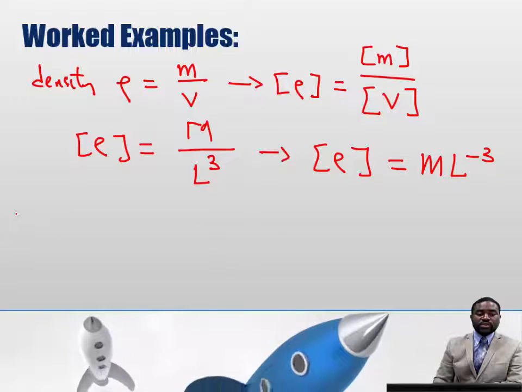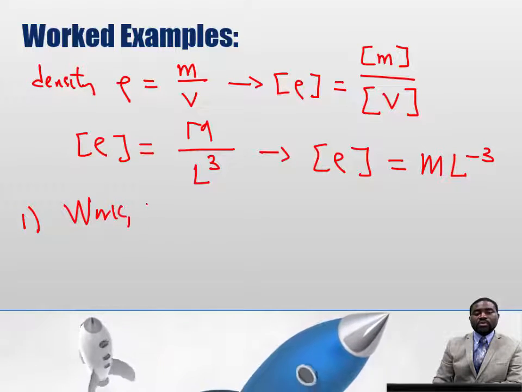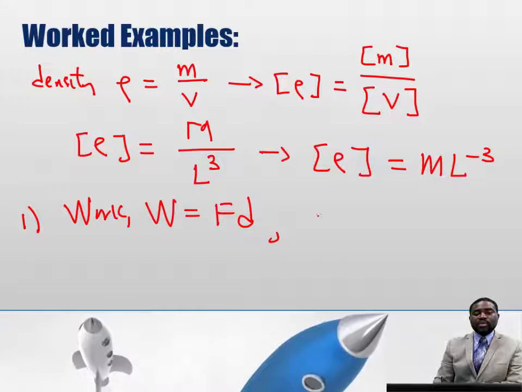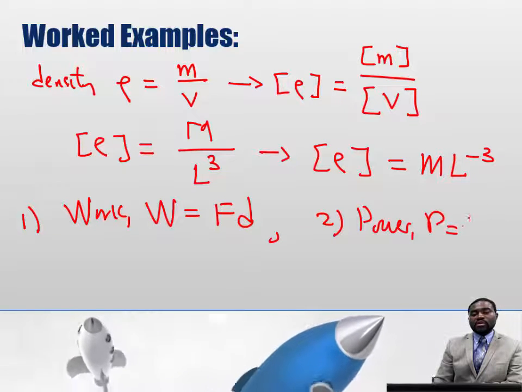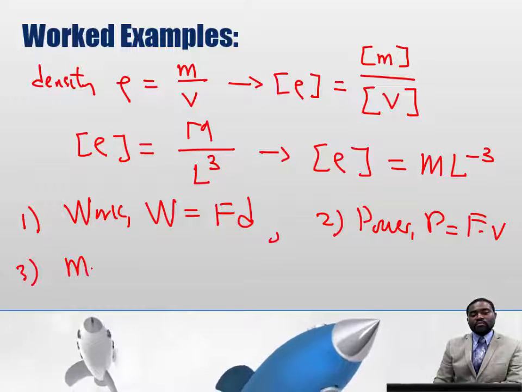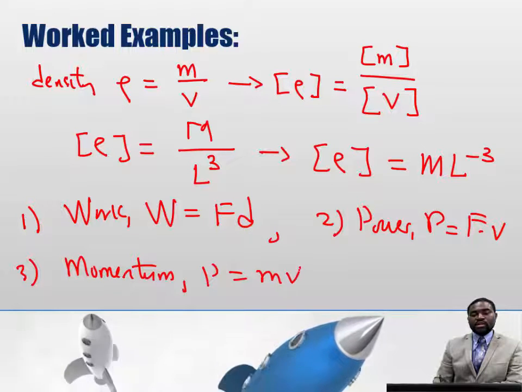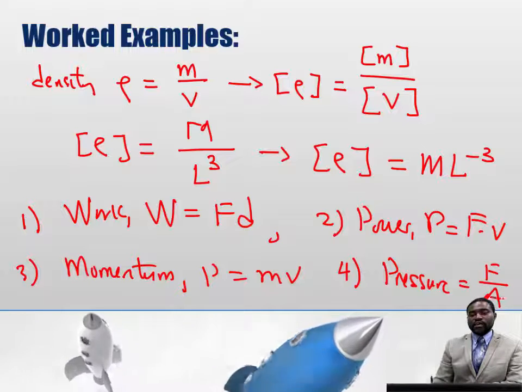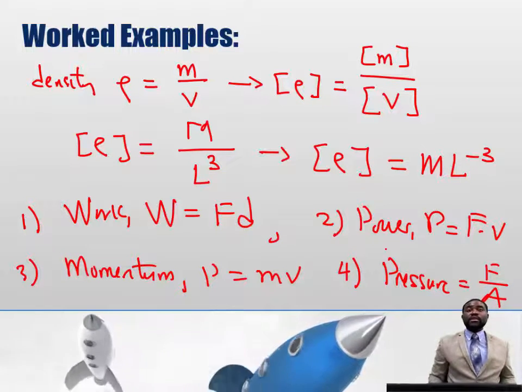I need for you guys to do this. 1, calculate the dimensions of work. Work, capital W, is force multiplied by distance. 2, power, capital P, is force multiplied by velocity. 3, momentum, is mass times velocity. 4, pressure, which is force over area. So work in your groups and do this. You have 5 minutes to finish this.